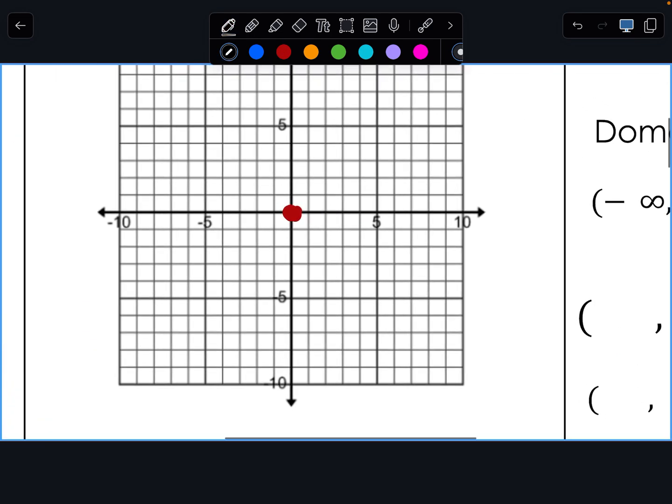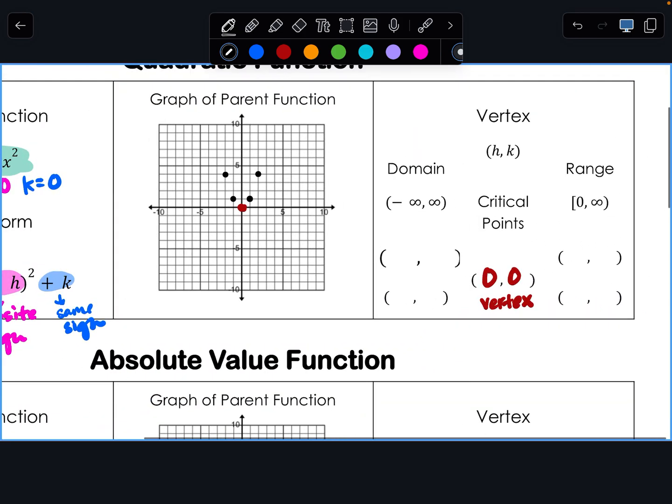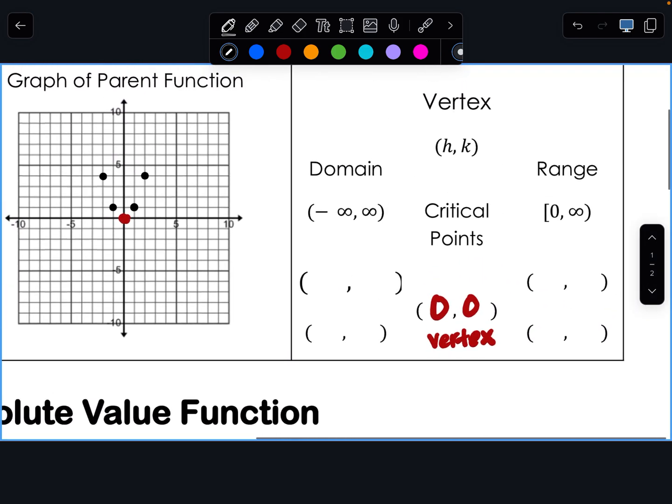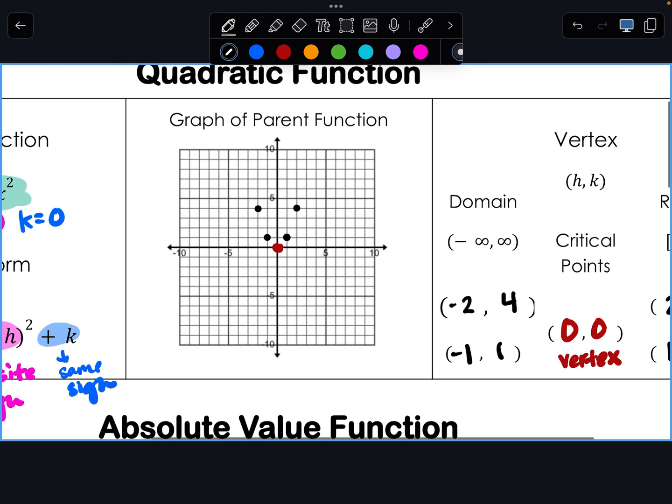Then if you made a table, you would have points at negative 1, 1, 1, 1, negative 2, 4, and 2, 4. So you kind of want to learn the pattern of your basic quadratic function: negative 2, 4, negative 1, 1, 2, 4, and 1, 1. Those are going to be your critical points for the parent function. Again, this is your starting point before any transformations happen.